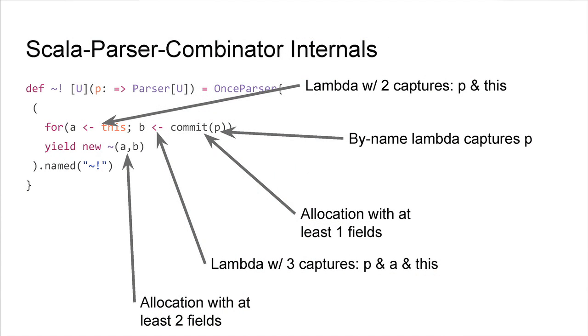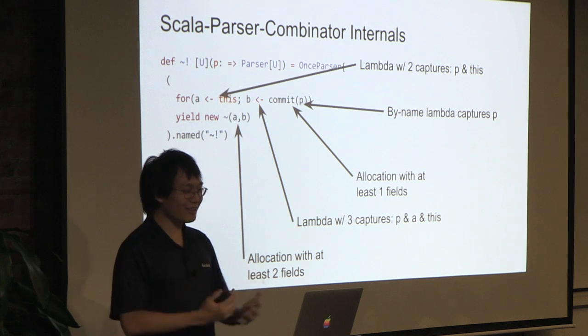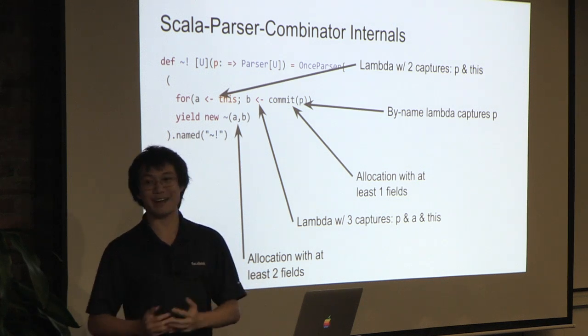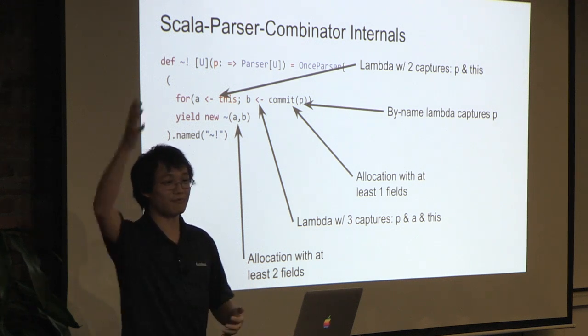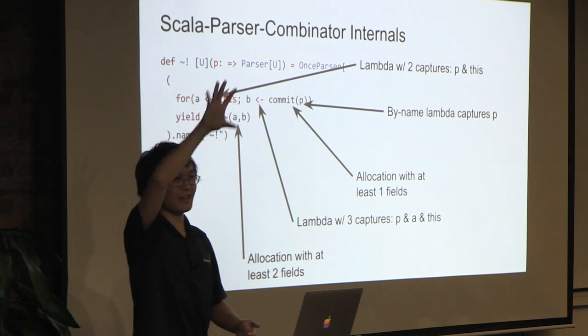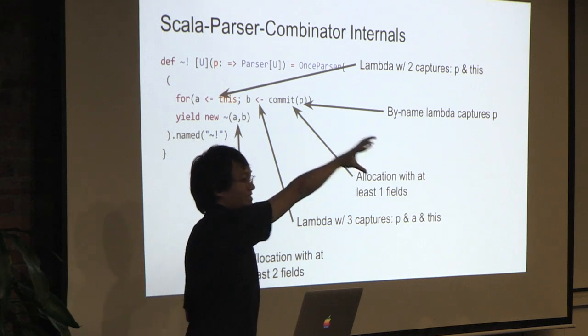Here, commit itself is a by-name parameter. So the parameter gets wrapped again in a lambda, and that's another allocation with at least 1 field. And all this happens for every character you parse. So for example, if I want to parse a Unicode escape, it would be a backslash followed by u, followed by digit, followed by digit, followed by digit. I think followed by 1 more digit.